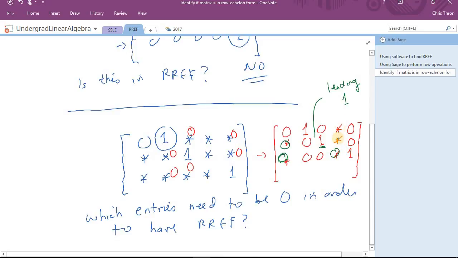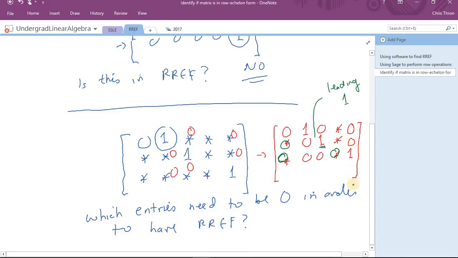Right. Now, how about these? Do these have to be 0? And the answer is no. Why? Because this is not a pivot column. All right. So here I have a reduced row echelon form matrix, and I don't know whether these are 0 or not, but it is reduced row echelon form.